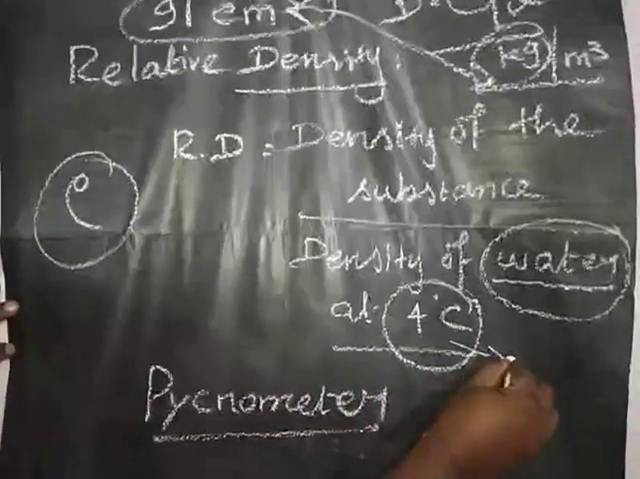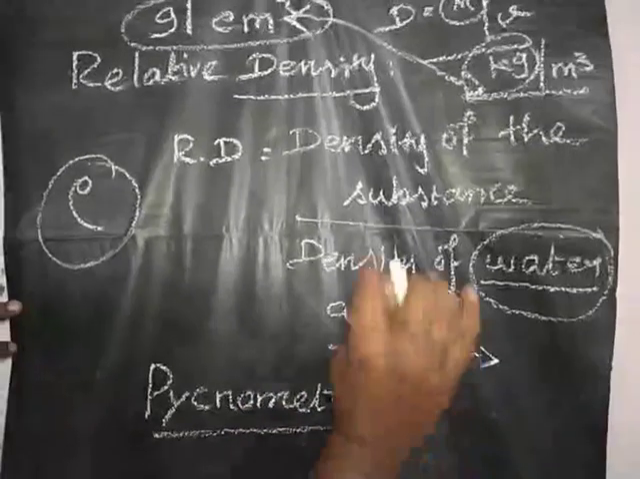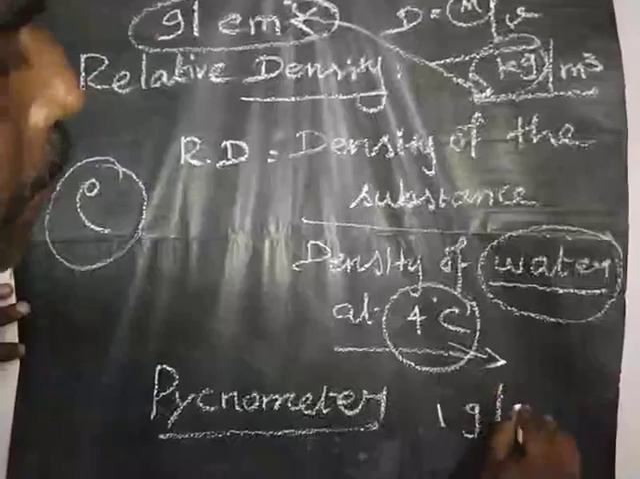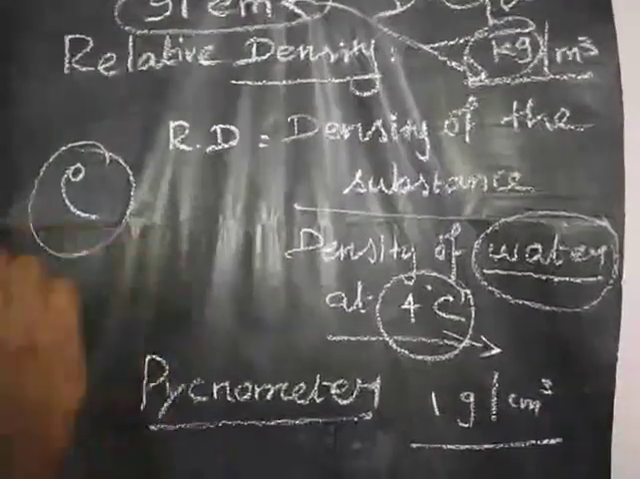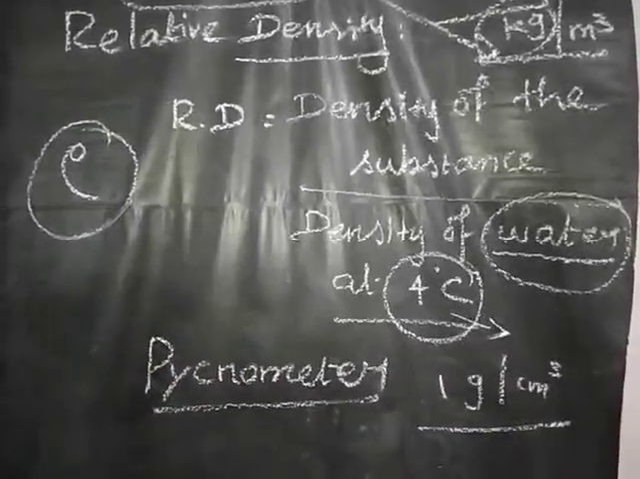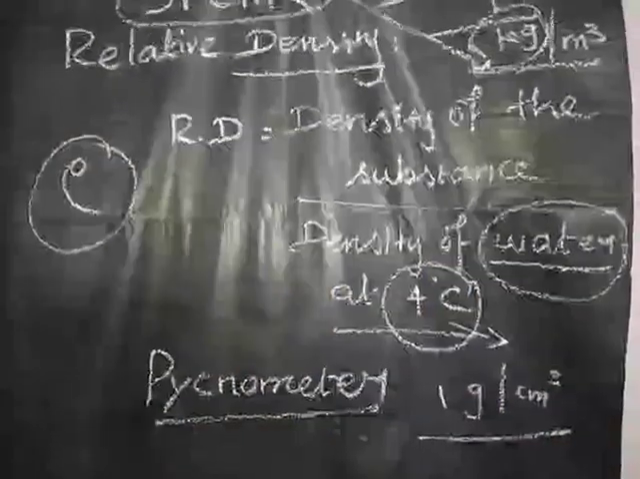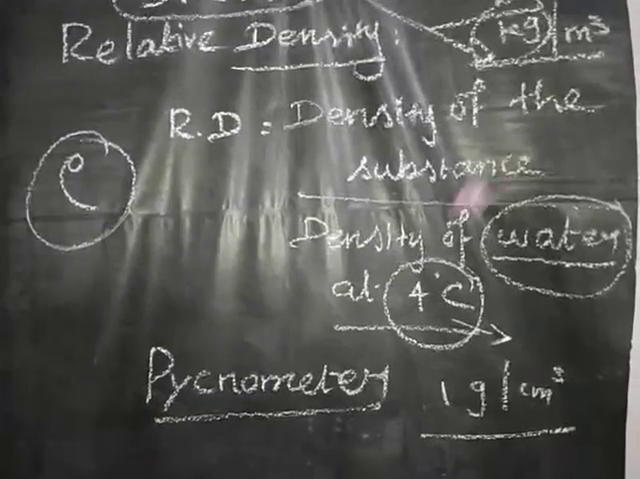Why do we take the temperature as 4 degrees Celsius? Because at 4 degrees Celsius the density of water is 1 gram per centimeter cube, so it is almost equal to 1. With the help of relative density we can also find out their masses. This much we discussed last class.